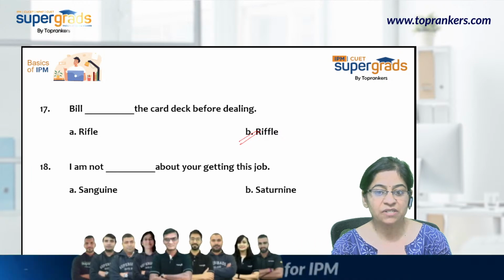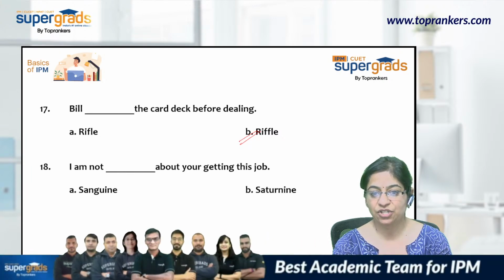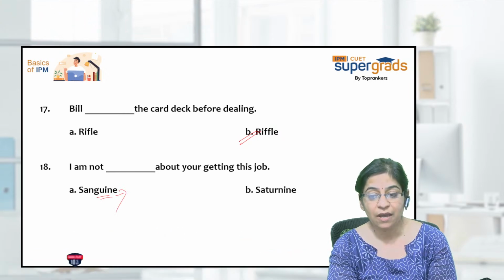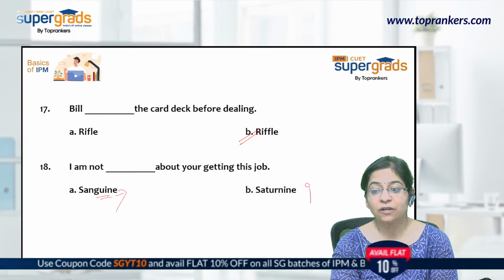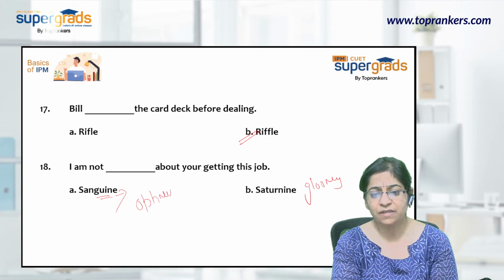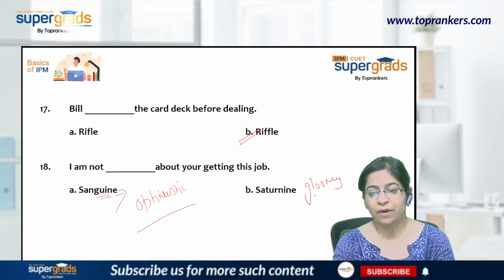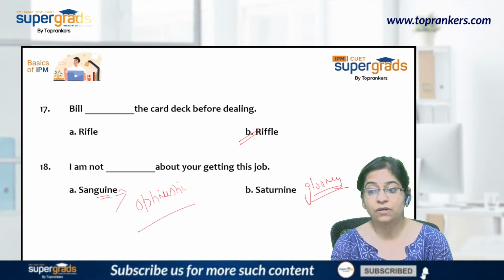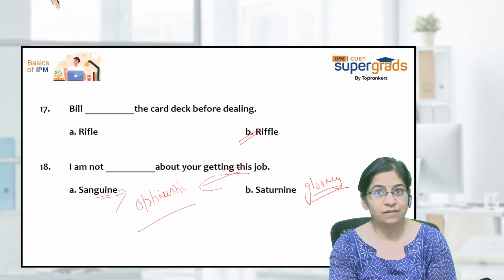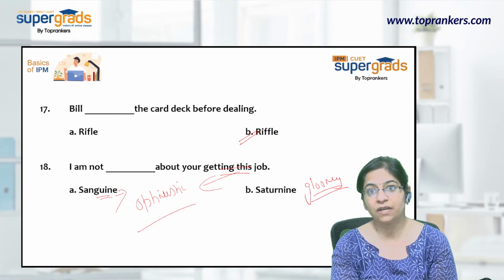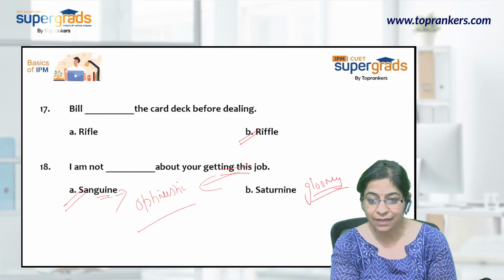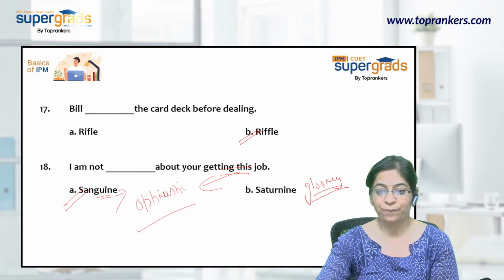I am not dash about your getting this job. Sanguine simply means optimistic, hopeful, and saturnine simply means gloomy. So, am I not optimistic or am I not gloomy about you getting a job? If somebody has to get a job, one must be optimistic or hopeful about the other one, right? So, I am not sanguine about your getting this job.